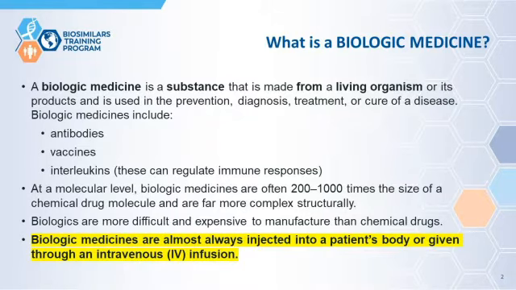Biologics are more difficult to produce, and they're more expensive compared to chemical drugs, and that's creating some concerns about affordability and access that we'll talk about in this series. Because of their complexity, these medicines are almost always given by injection rather than orally through the mouth. And so they're usually given by an intravenous route of administration.